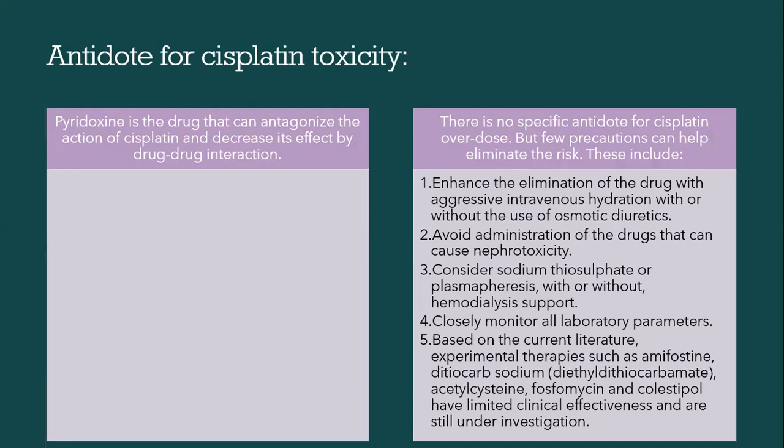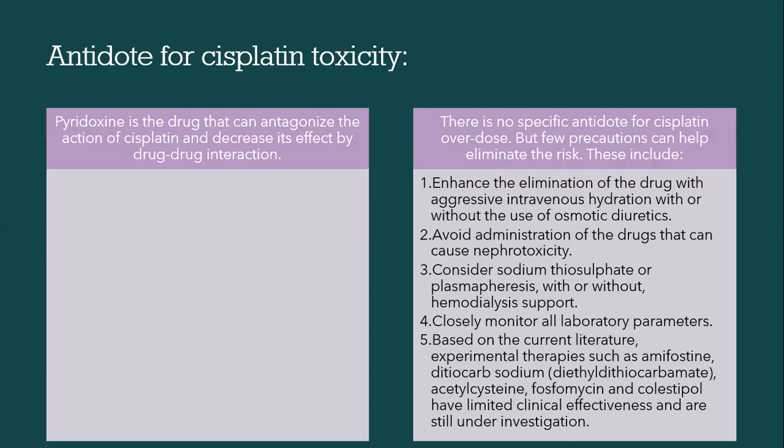However, there are few actions that can be taken by physicians to help eliminate the risk of cisplatin toxicity. The first one is to enhance the elimination of the drug. As more amount of drug will be eliminated through different routes from the body, the toxic effect of the drug will decrease. This can be achieved by giving aggressive intravenous hydration with or without use of osmotic diuretics. If a person has cisplatin toxicity, all those drugs that can cause nephrotoxicity should be strictly avoided.